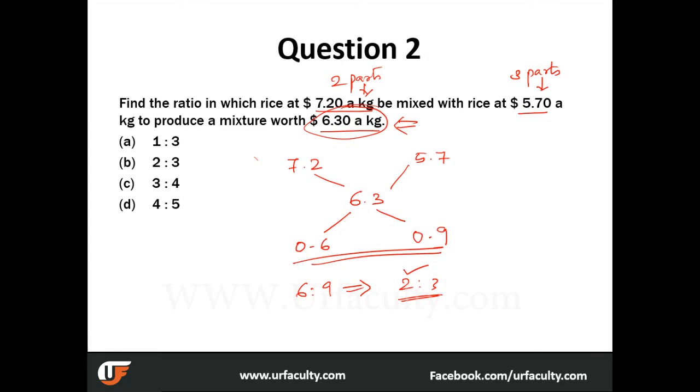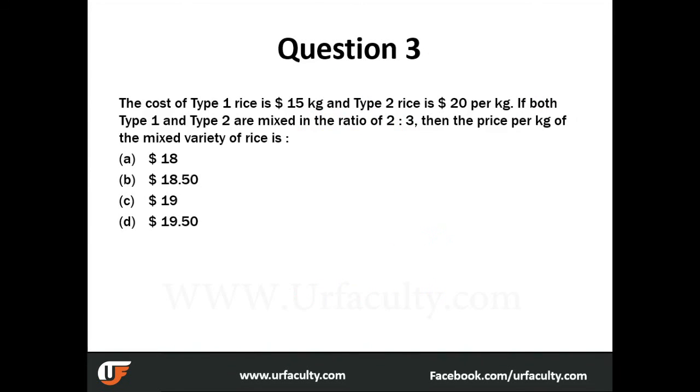So moving on to the next question. Cost of type 1 rice is $15 per kilogram and type 2 rice is $20 per kilogram. If both type 1 and type 2 are mixed in the ratio of 2:3, then the price per kilogram of the mixed variety of rice is?